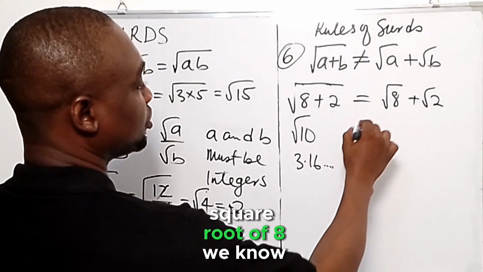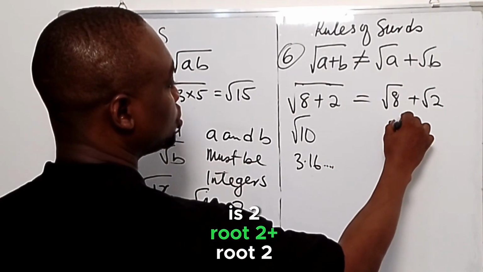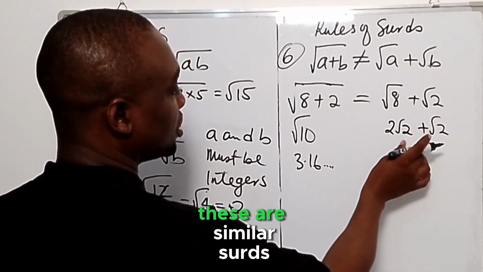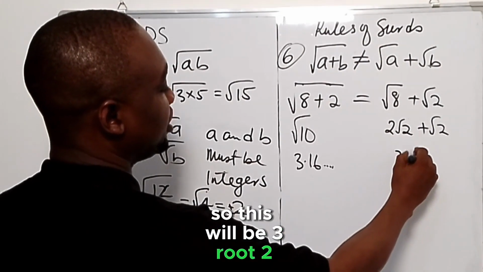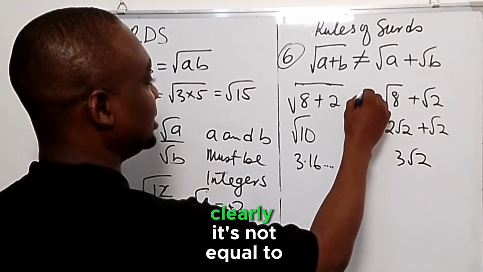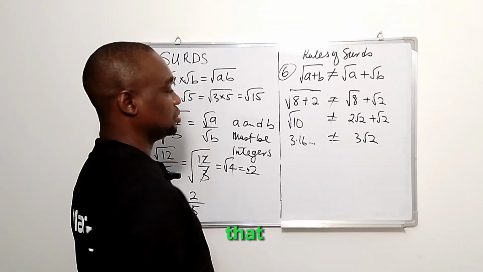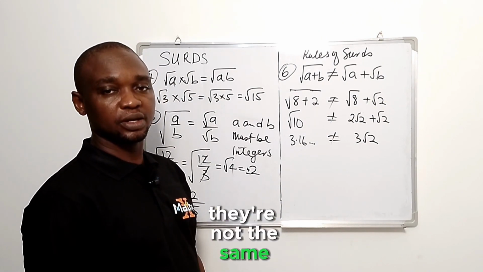Square root of 8 we know is 2 root 2, plus root 2. These are similar surds, so they can add. So this will be 3 root 2. So clearly, it's not equal. They're not the same.